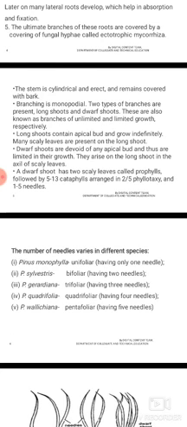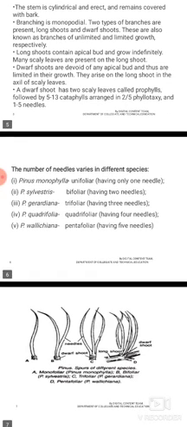A dwarf shoot has 2 scaly leaves called prophylls, followed by 5 to 13 cataphylls arranged in 2 by 5 phyllotaxy and 1 to 5 needles. But the number of needles varies in different species. In Pinus monophylla, there is only 1 needle and therefore it is unifoliar. In Pinus sylvestris, there are 2 needles and hence it is bifoliar.